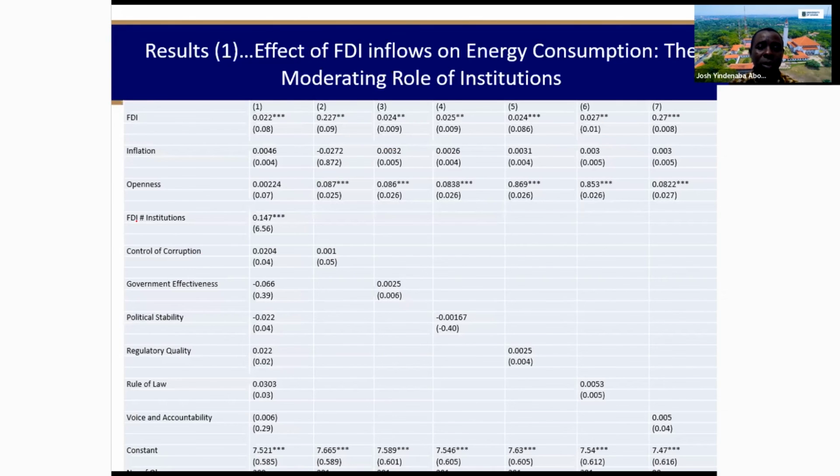Now, in terms of the results, we found that foreign direct investment, as one of the components, has a positive relationship with energy consumption. I believe that as African countries are able to attract FDI, that can help improve development in the energy sector and enhance consumption. We also found that by interacting FDI and institutions, we notice a significant positive relationship between the interactive term and energy consumption. We believe that African countries with strong institutions are able to better moderate or attract FDI that can impact positively on energy consumption.